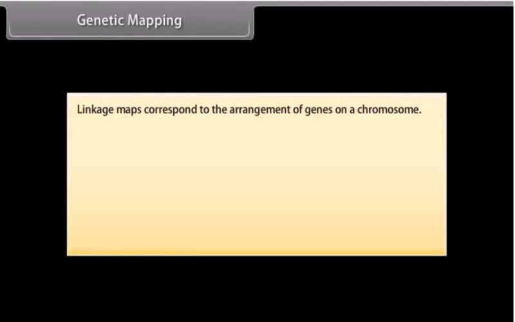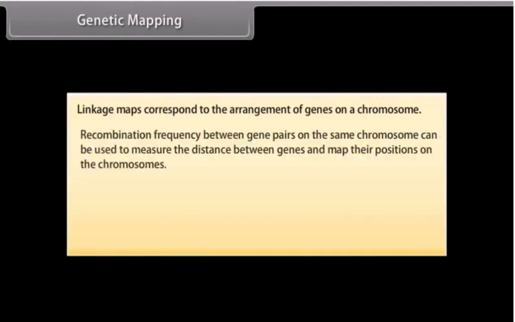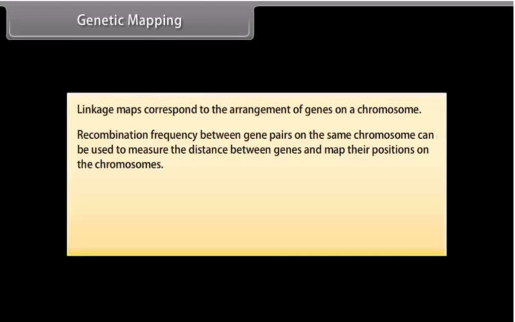Genetic mapping. Linkage maps correspond to the arrangement of genes on a chromosome. Recombination frequency between gene pairs on the same chromosome can be used to measure the distance between genes and map their positions on the chromosomes.